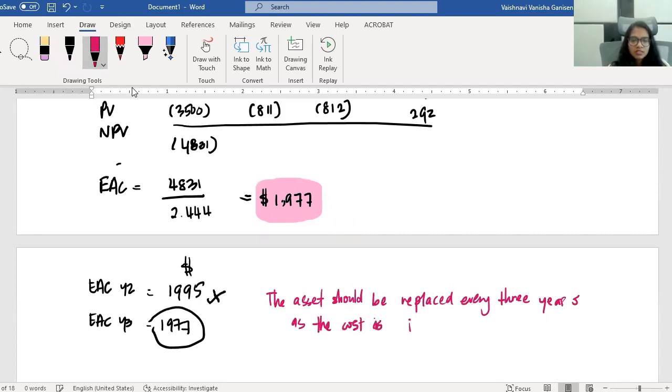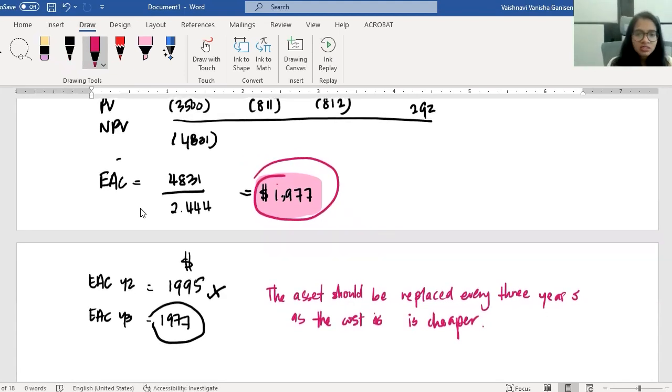as the cost is cheaper. Okay, guys, I just want to bring your attention to one part here. So when you calculate the EAC, you get 1997. What is this 1997? Okay, so the 1997 is actually the cost that you incur every year for this project, or for this asset when you hold it for 3 years.